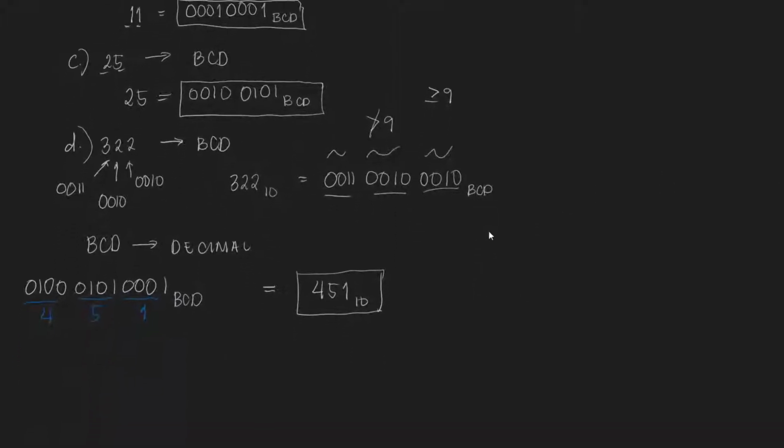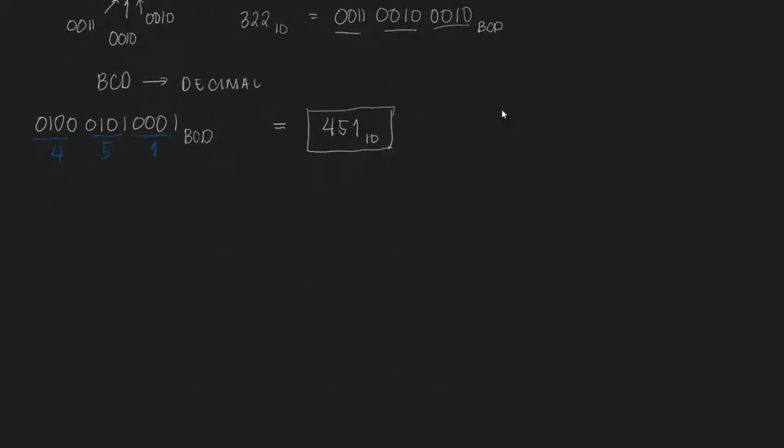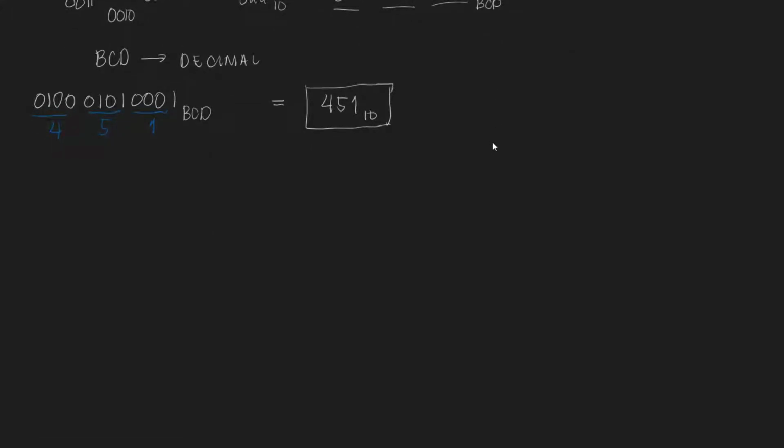Now let's add some other examples. Let's try to add the BCD equivalents of decimal numbers. When we add BCD, class, it is the same way that we add decimals. But take note that the resulting 4 bits of the BCD should not be greater than 9. So for example, we have 3 plus 4 in decimal. We get an answer of 7.